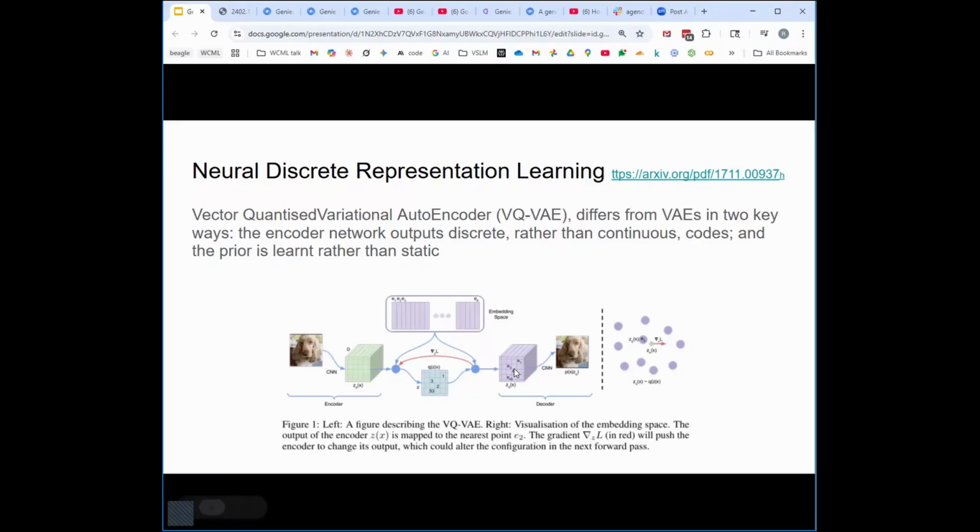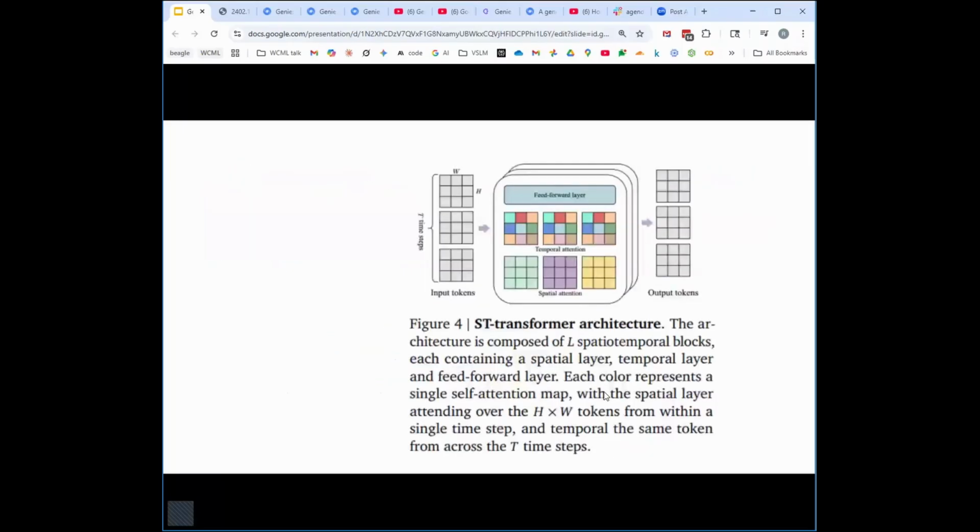Okay. So the other thing that they talked about in their architecture quite a bit was this spatial temporal transformer architecture. I think it's spatial temporal blocks.